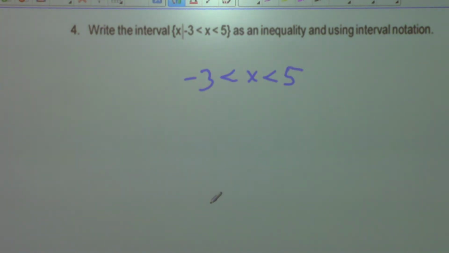Okay, and then interval notation. What do we have here? Parentheses, negative 3. So we just have this thing here, right? So that's that one.